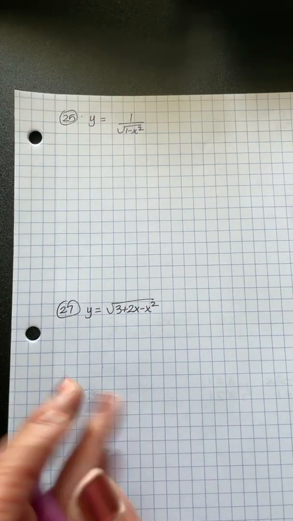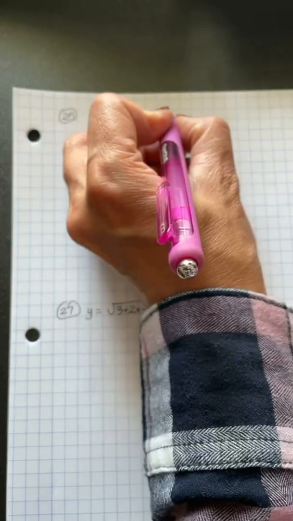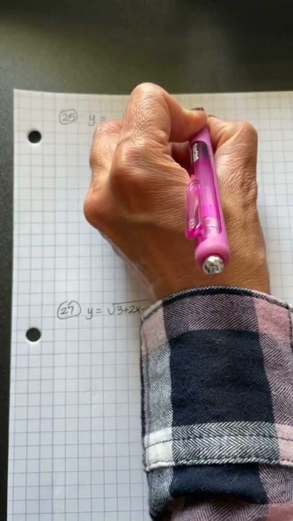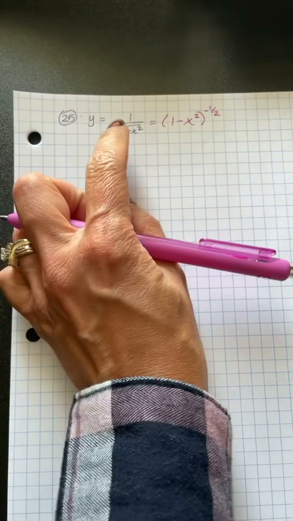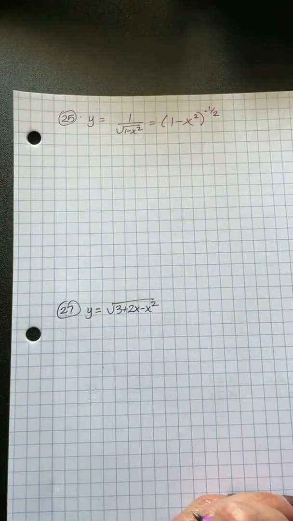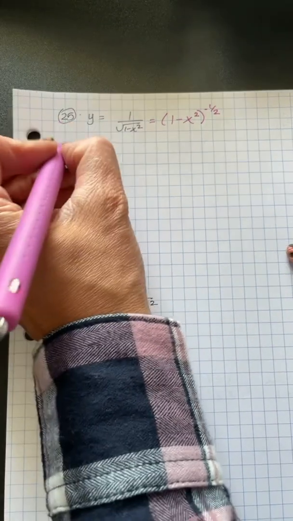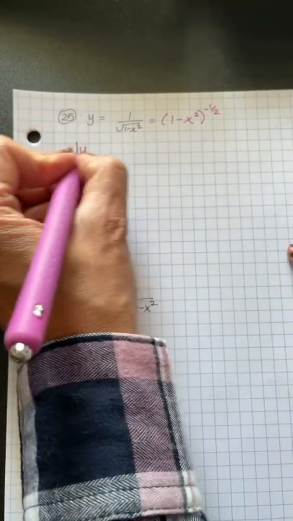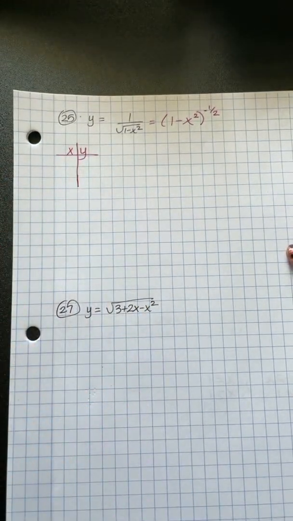Y equals 1 over the square root of 1 minus x squared. So this is the same as 1 minus x squared quantity to the negative 1/2, because it's a square root in the denominator, so it was dropped like it was hot, and it's a square root. So we need our t-chart, because we're going to need that in a little bit. And we're also going to need the derivative.